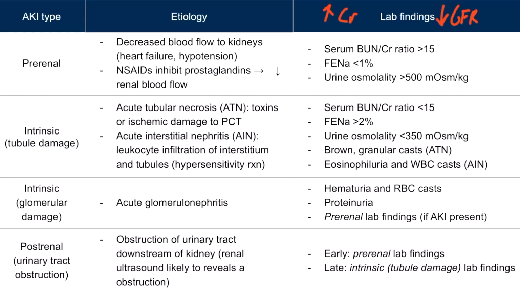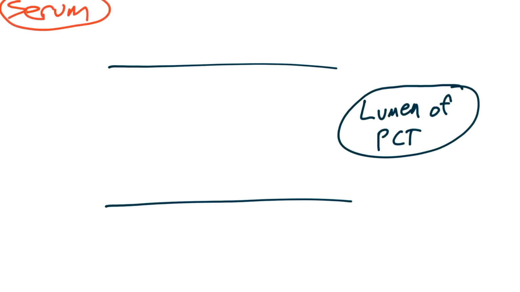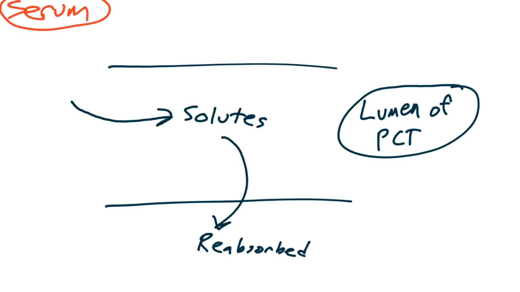Now here on this table, we're going to discuss labs that help you figure out which type of acute kidney injury you're dealing with. Prerenal azotemia presents with a serum blood urea nitrogen, BUN, over creatinine, so BUN to creatinine ratio, greater than 15. Let me show you why on a new slide. This is the lumen of the filtrate, so just picture the proximal tubule here, and we'll have the serum over here. Imagine urine gets filtered from the glomerulus and down into the tubule, and the solutes that enter the filtrate can be reabsorbed. And again, that's back into the serum.